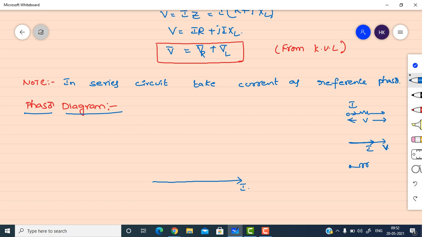And if it is an inductor, this is the voltage across the inductor and this is the current passing through the inductor. If you take voltage as a reference phasor, your current lags the voltage. So that means you have to draw it behind this voltage phasor.